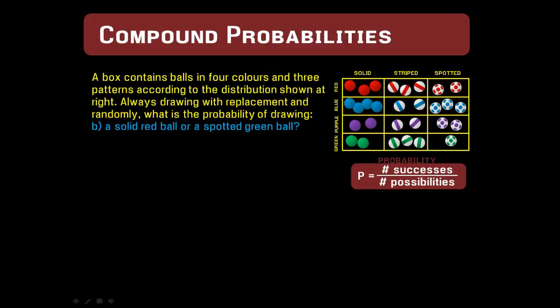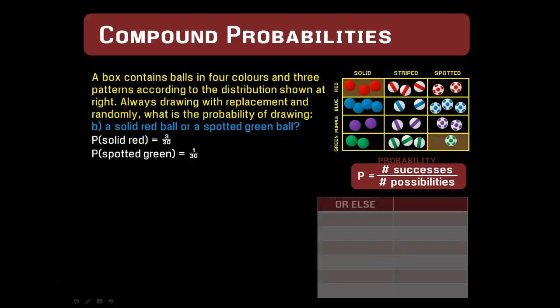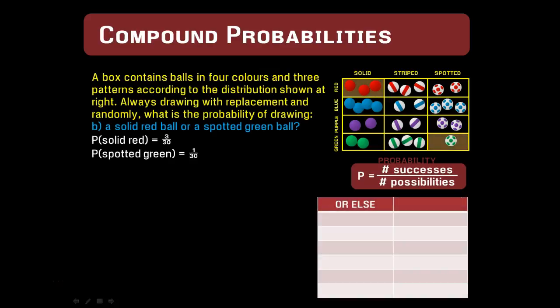There are 2 primary ways to put together simple probabilities to make more complicated problems. These are called compound probabilities. The first is an or probability. You can think of it as an or-else situation. For this question, you can draw a solid red, or else you can draw a spotted green for success.